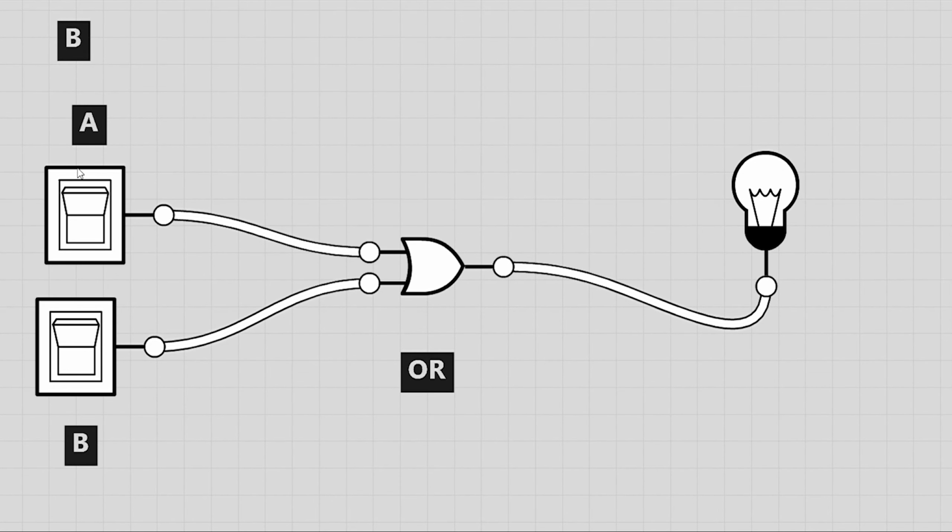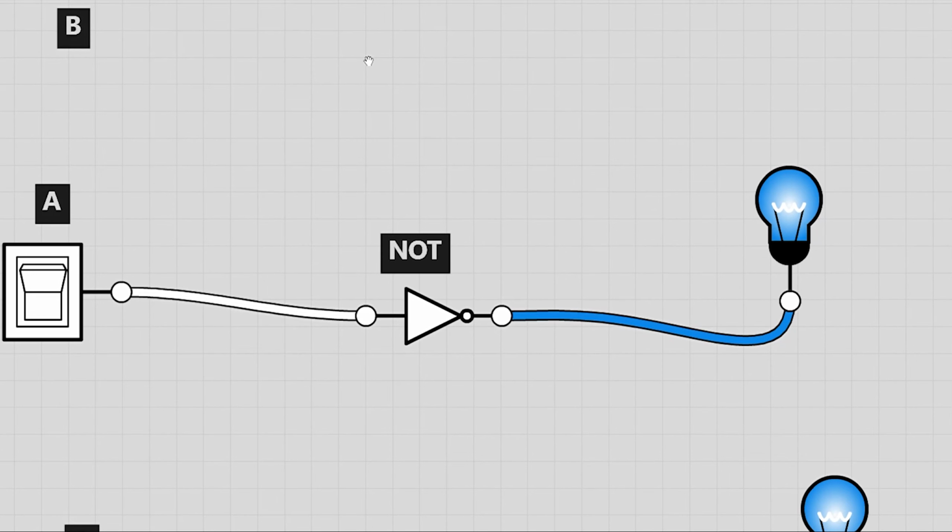When both the inputs are 0, the output is 0. When one input is 1 and the other input is 0, the output is 1. When both the inputs are 1, the output is 1. Next, we will move on to the NOT gate.